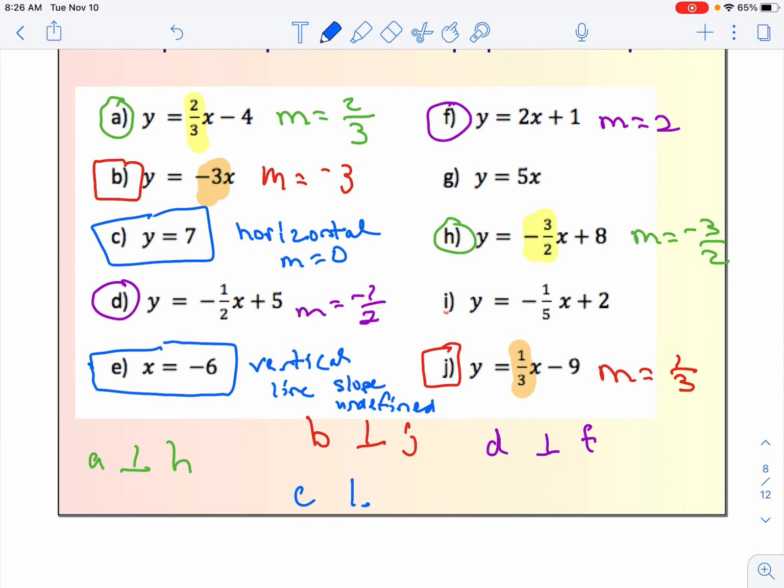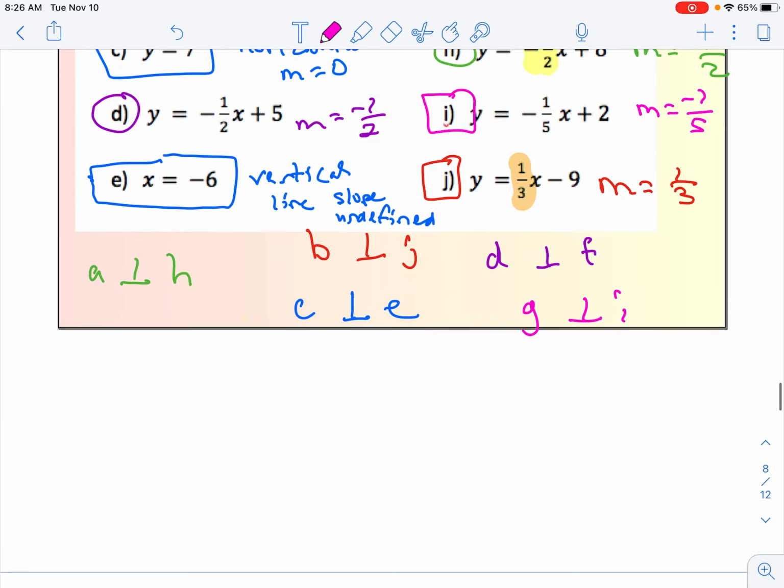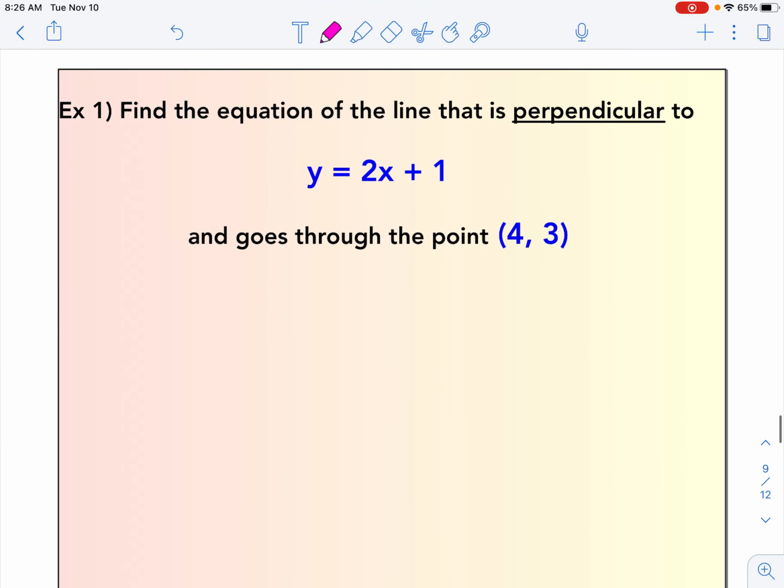So C is also perpendicular to E. And the last two pair, they actually are perpendicular as well. So we could also say that G and I, because this slope is 5 and this slope is negative 1/5, so we could say G is perpendicular to I. All right, so that gives us some work about looking at slopes that are perpendicular, and those lines will be perpendicular because they're opposite reciprocal slopes.